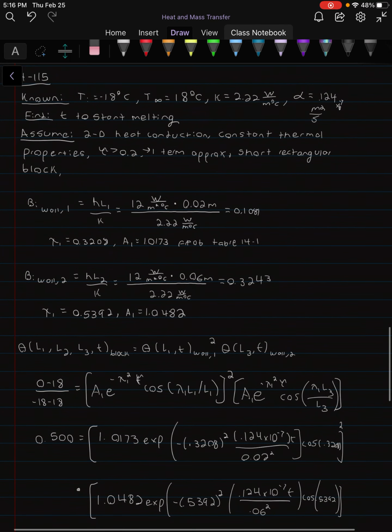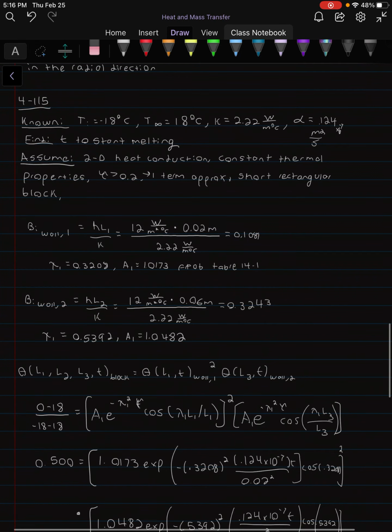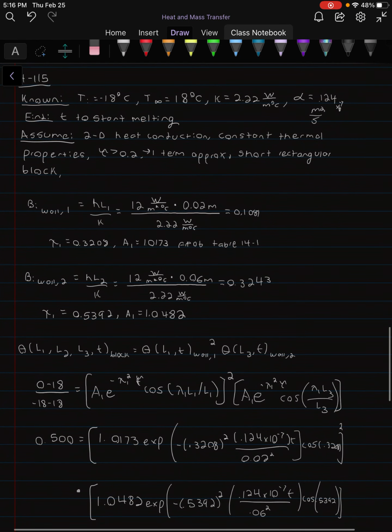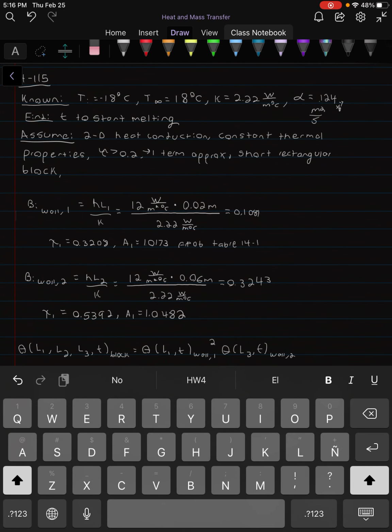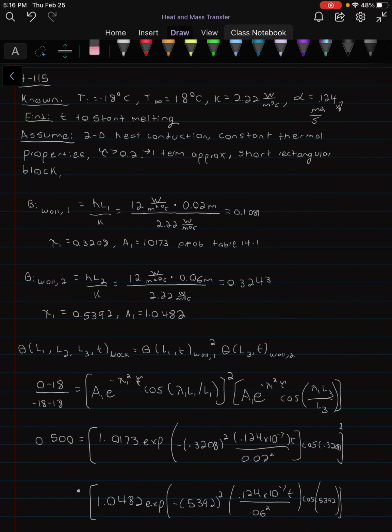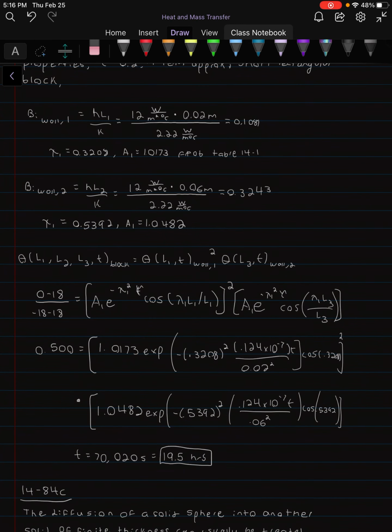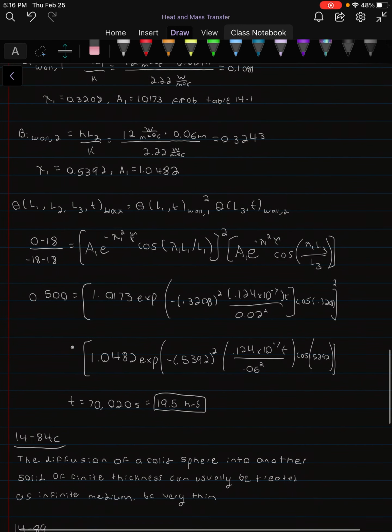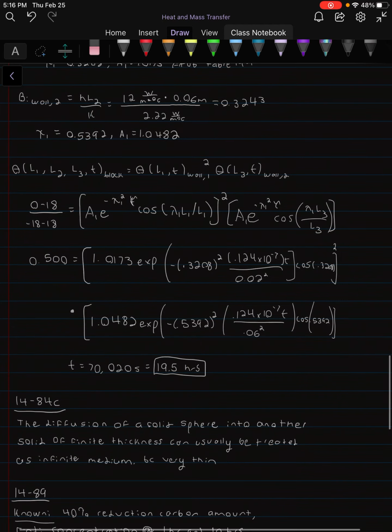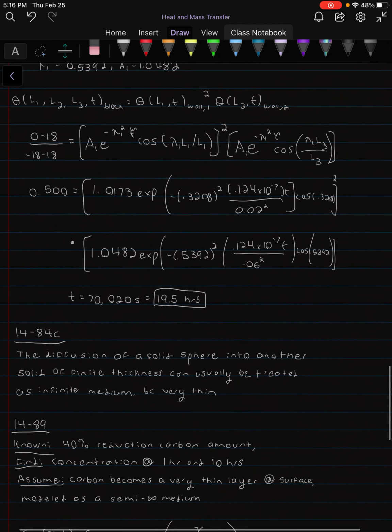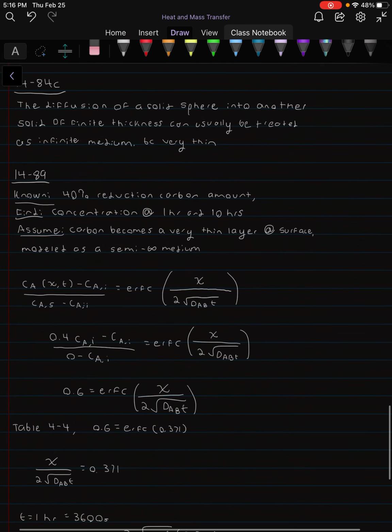Next, we have our knowns. For 4-115, we want to find our Bi number of each wall, and it's different because there are different characteristic lengths that were corrected. We have L1 and L2, 0.02, 0.06. We have our given lambdas from the table 4-4, and then you want to find our theta with the given equation. You get t is equal to 19.5 hours.